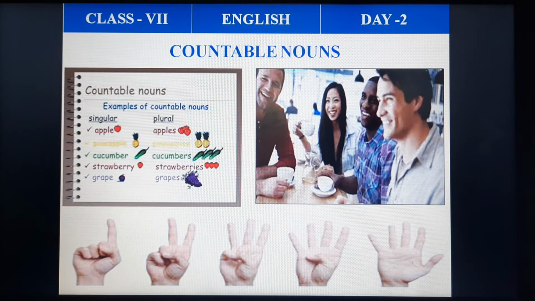Now, countable nouns refer to the things that we can count, such as apple, we can count apple, we can count pineapple, we can count cucumber, strawberry, we can count grapes, we can count your friends, we can count fingers: 1, 2, 3, 4. So all these are countable nouns. Now for countable nouns, you can answer the question how many with a number. And most nouns in English are countable.